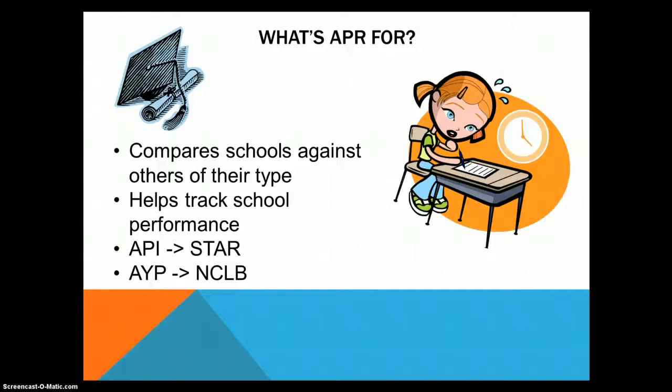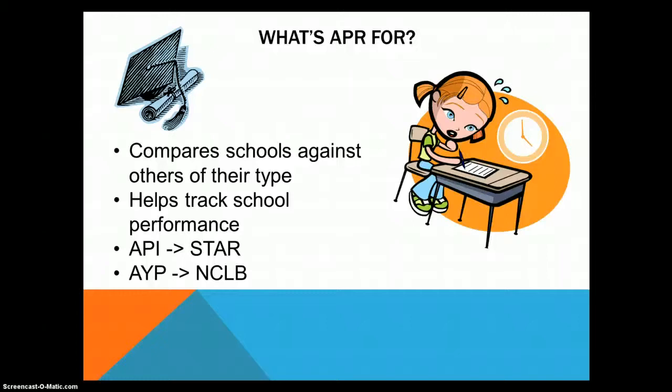Basically, there are two main functions of this. You have API, which was created in the 90s by the state of California to measure a school's performance against other schools of their type. The result of that was STAR testing. Because of API, schools were having their students do STAR testing at the end of the year, and then those scores were compared with the scores of other schools in the state.